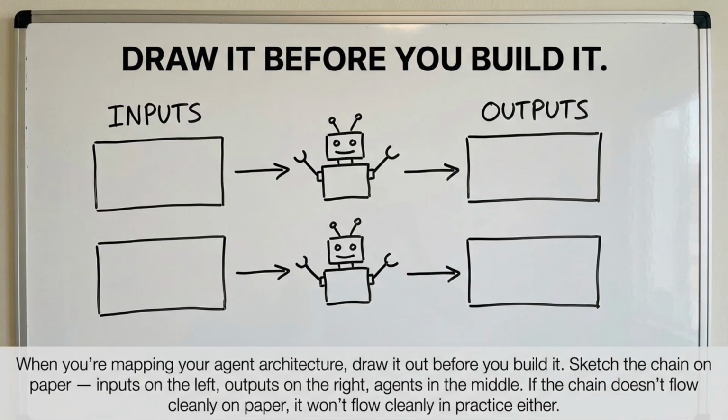When you're mapping your agent architecture, draw it out before you build it. Literally sketch the chain on paper. Inputs on the left, outputs on the right, agents in the middle. If the chain doesn't flow cleanly on paper, it won't flow cleanly in practice either.